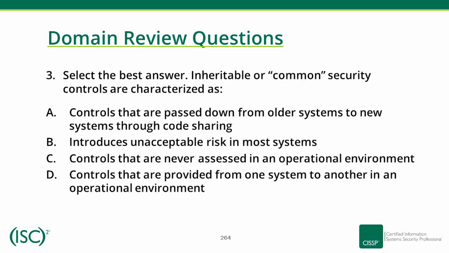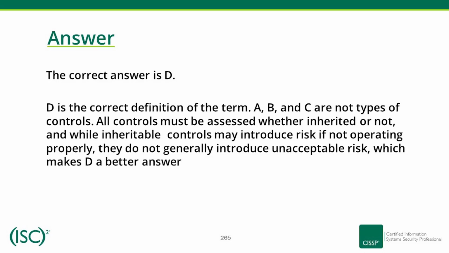3. Select the best answer. Inheritable or common security controls are characterized as A. Controls that are passed down from older systems to new systems through code sharing. B. Introduces unacceptable risk in most systems. C. Controls that are never assessed in an operational environment. D. Controls that are provided from one system to another in an operational environment. The correct answer is D. D is the correct definition of the term. A, B, and C are not types of controls. All controls must be assessed whether inherited or not, and while inheritable controls may introduce risk if not operating properly, they do not generally introduce unacceptable risk, which makes D a better answer.